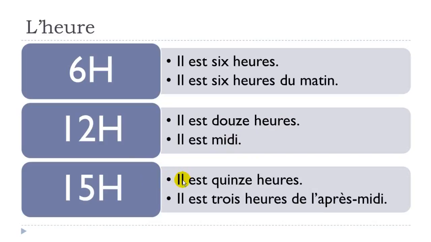Okay, same thing here. We've got two options. The first one would be il est 15 heures. Okay, because that's the number, 15. Il est 15 heures. All right, and then the other option we would have is to use 3 instead of 15, okay, and then we can put après-midi, afternoon, okay. Il est 3 heures de l'après-midi.